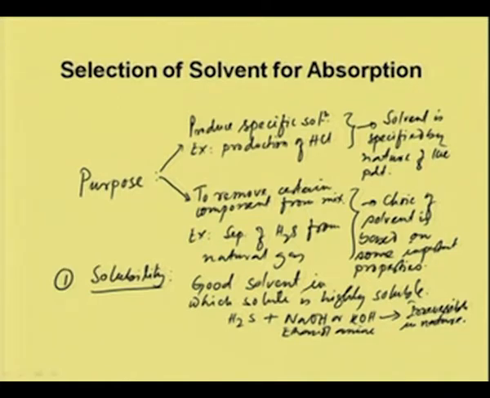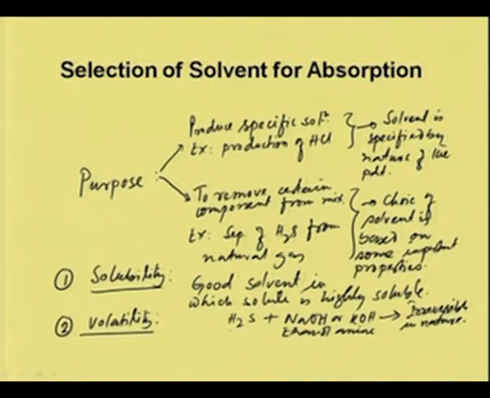Another property of the solvent is volatility. A good solvent should be less volatile in nature, so that the solvent loss during the operations is less. Less volatile means the vapor pressure of the solvent should be low.